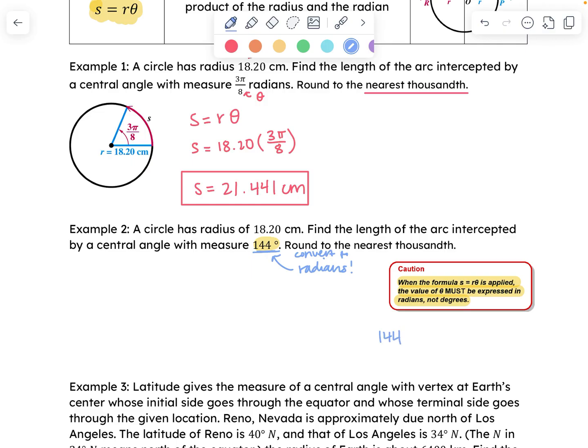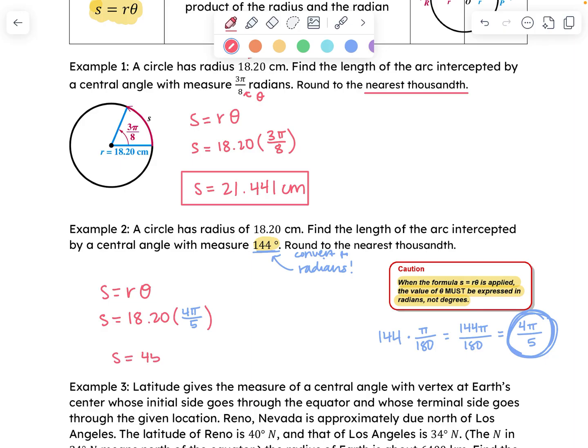I'm going to take that 144 degrees and multiply it by pi over 180. So I get 144 pi over 180, which simplifies down to 4 pi over 5, since 144 over 180 simplifies down to 4/5. Then from there, I can plug it into my formula. My S equals R theta. My radius is still that 18.20, and now my theta is this 4 pi over 5. Once again, rounding to the nearest thousandth, I can plug that into my calculator, 18.20 times my 4 pi over 5. So I get that S is equal to 45.742 centimeters this time.